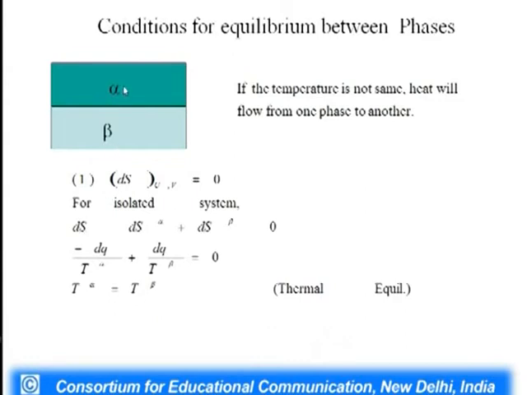So, if the temperature is not the same, heat will flow from one side to the other until the temperatures of both phases become equal. Once the temperature is equal, then we achieve equilibrium, and that equilibrium is called thermal equilibrium.